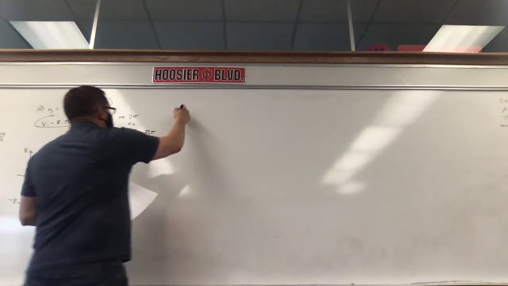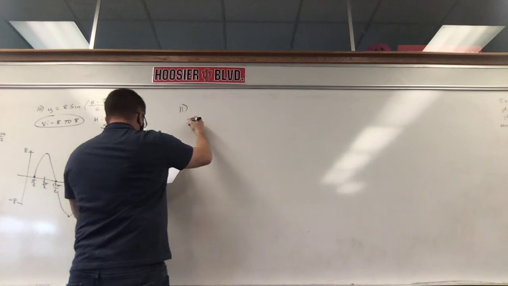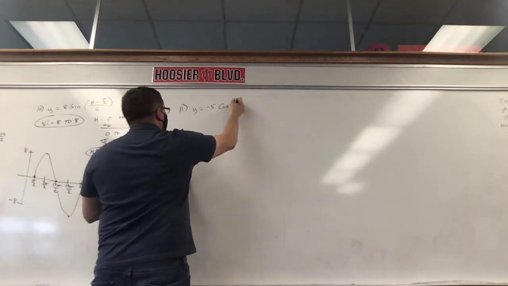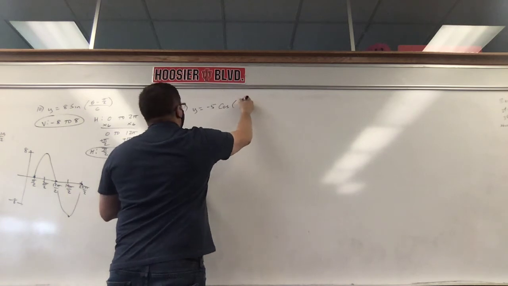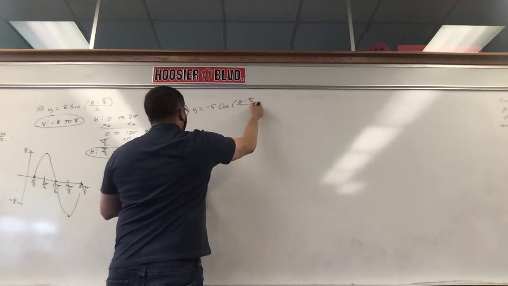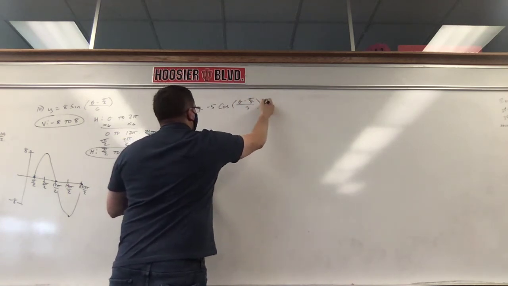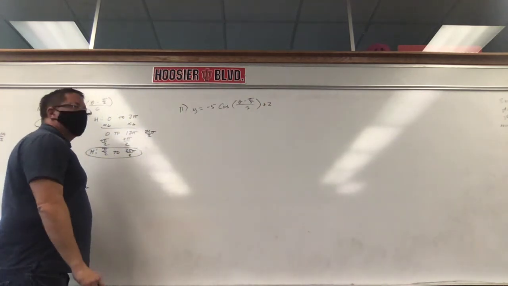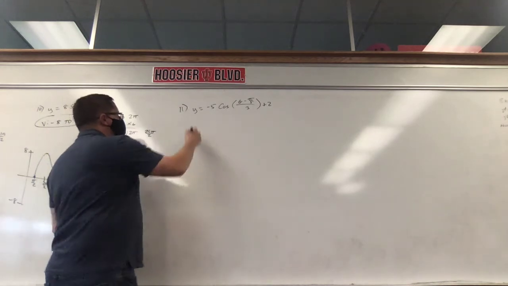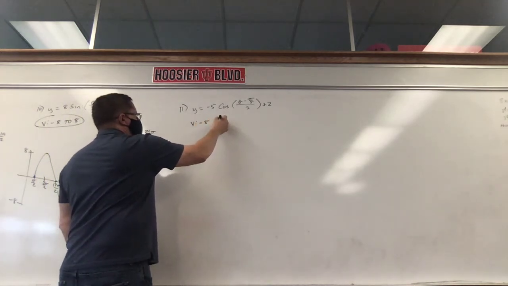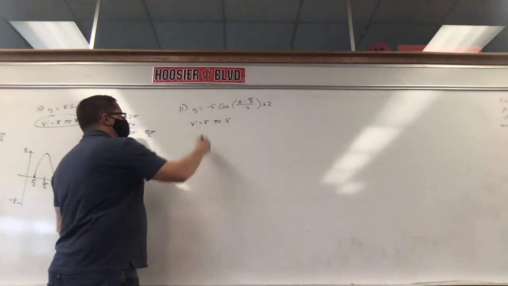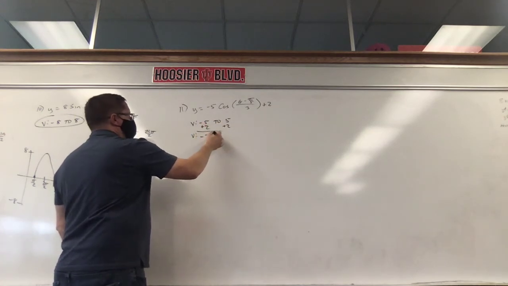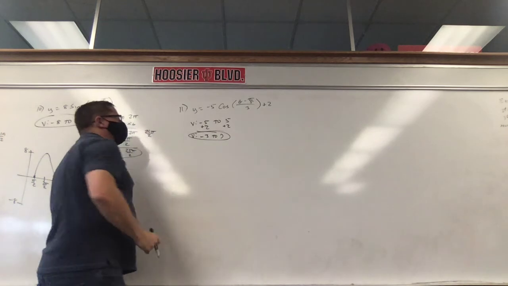All right, these are the ones that have everything. It's negative 5 cosine of theta minus pi over 5, all over 3, plus 2. Okay, so vertically, negative 5 to 5, add 2 to each. Negative 3 to 7. Okay.